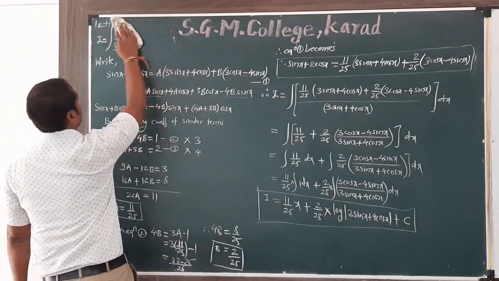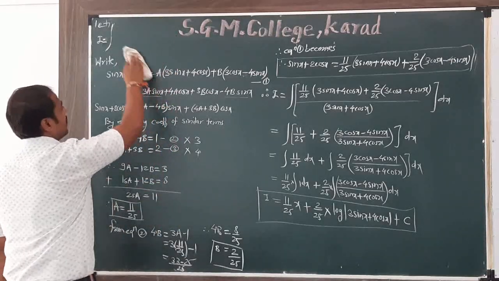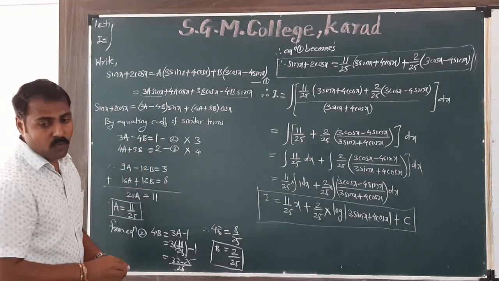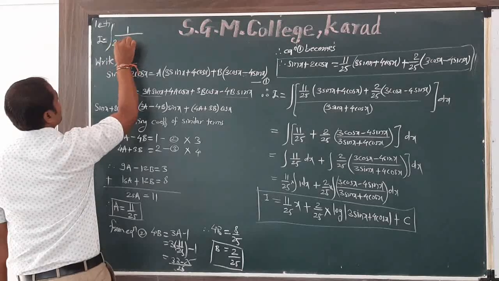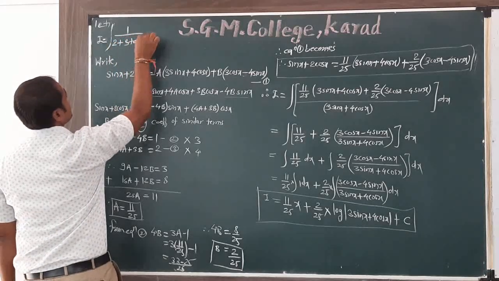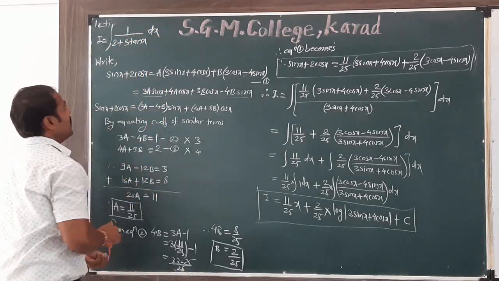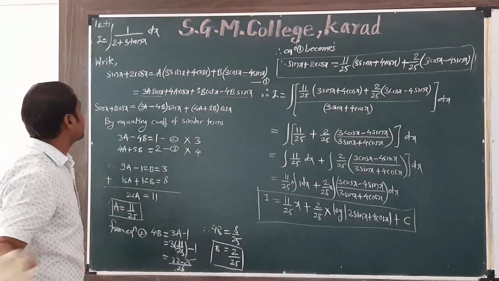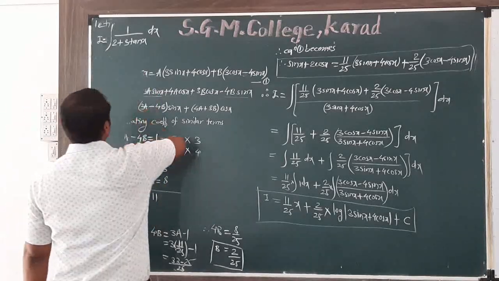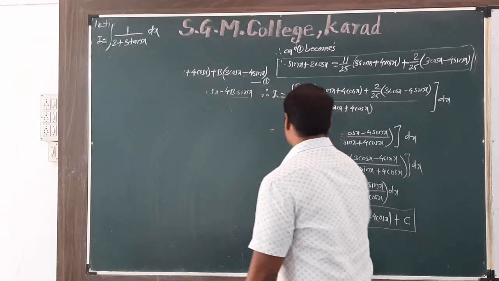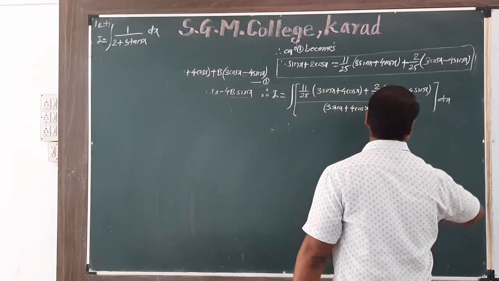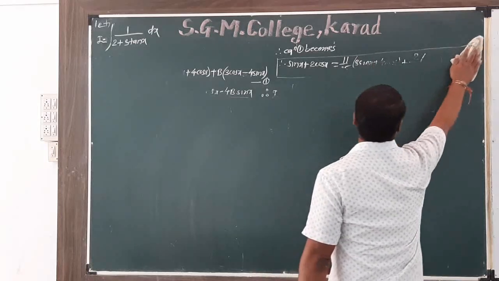Now, second example is here. Evaluate integration 1 divided by 2 plus 3 tan x dx. Okay. Look at here. The example of integration is a trigonometric type.